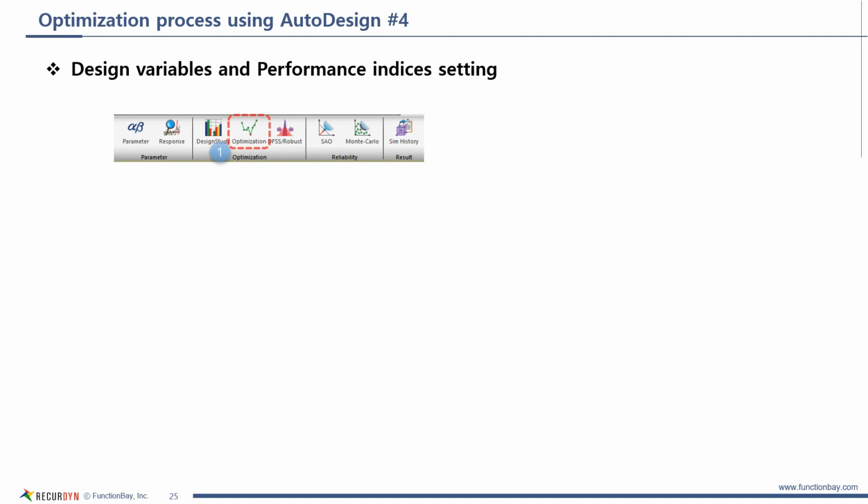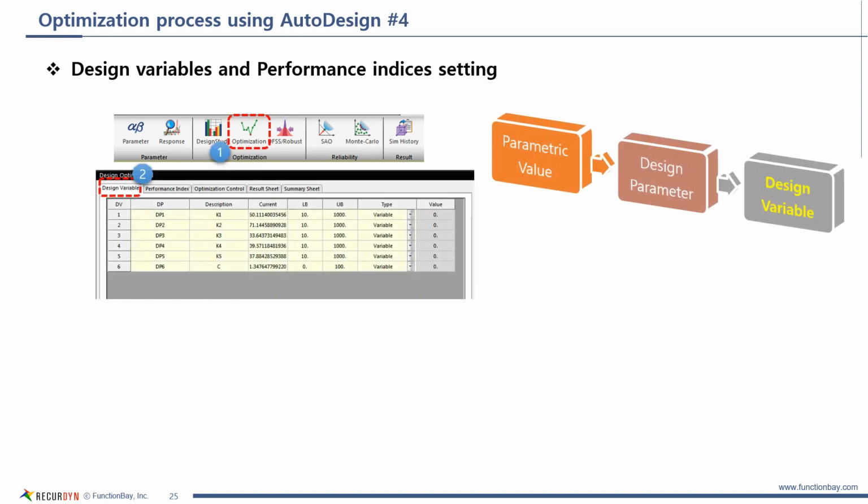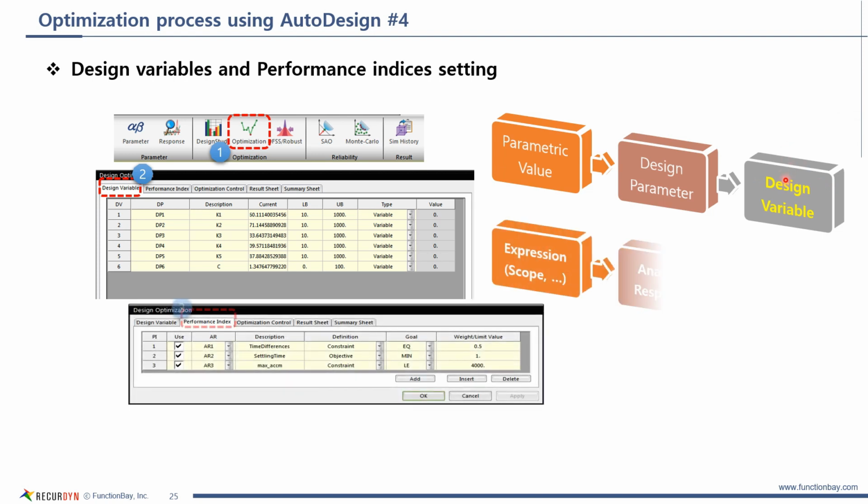Now, you can input the settings for AutoDesign. Create design variables using design parameters that you just created in the previous page. It means parametric values are used for design parameters, and design parameters are used for design variables. Analysis responses are used to create performance indices. It means expressions are used for analysis responses, and analysis responses are used for performance indices.